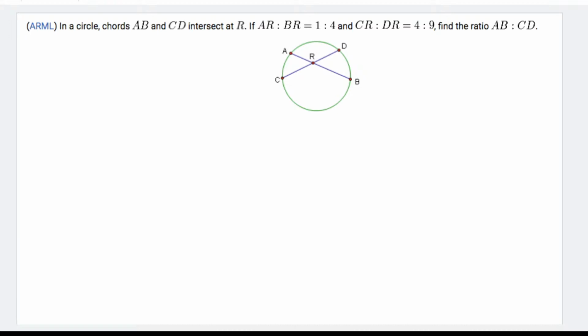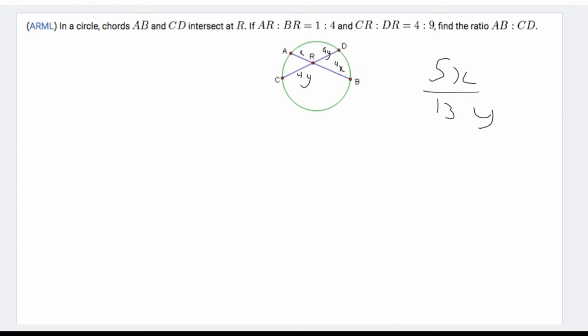So now a problem, a very basic problem, but a good application for power of a point. So in a circle, we have chords AB and CD. Now we know AR to BR is 1 to 4. So this is x, then this is 4x, and CR to DR, if CR is 4y, then DR is 9y. Then it says find the ratio of AB to CD, and AB is x plus 4x, so 5x, and CD is 4y plus 9y, so we want 5x over 13y, and we can find it.